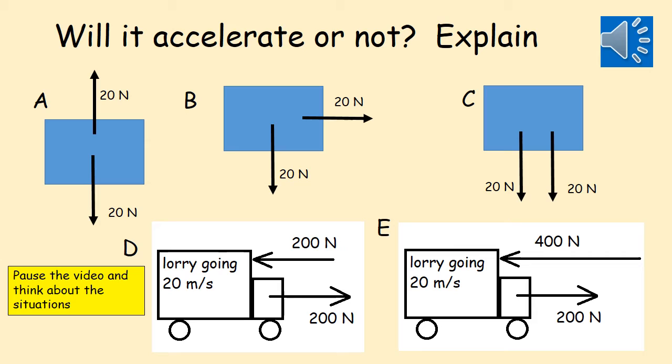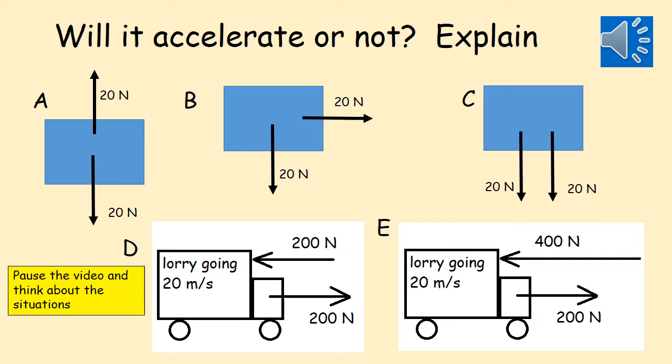D, we have a lorry going along at 20 meters per second. The forward force is 200 newtons, and then we've got frictional forces acting against it of 200 newtons. Add those two up, because they're equal and opposite, they will give you 0. So in this situation, the lorry will not accelerate, it will keep going at 20 meters per second.